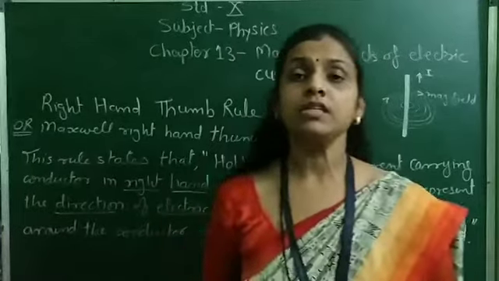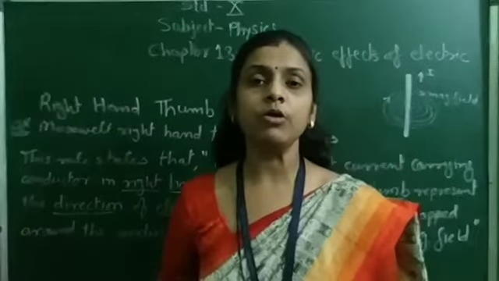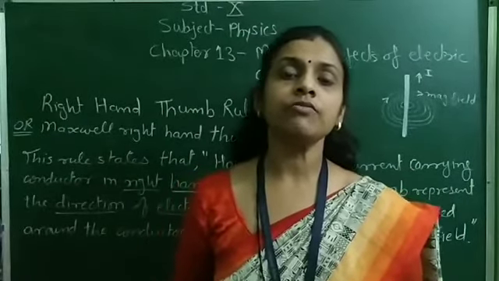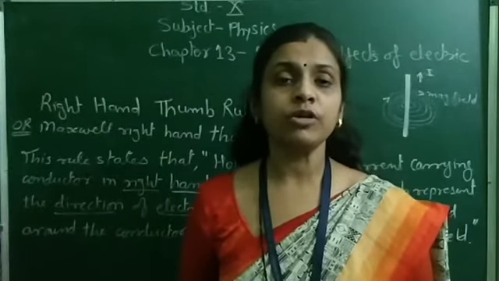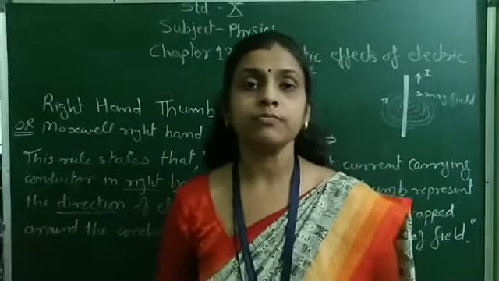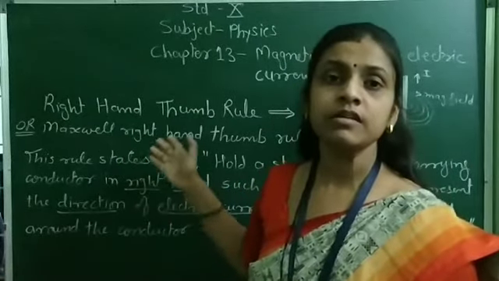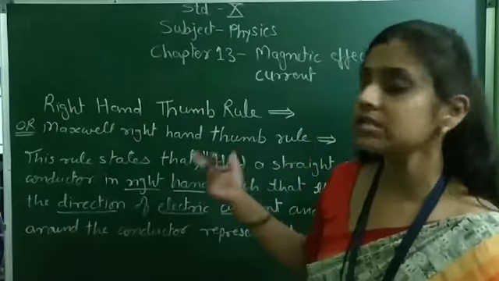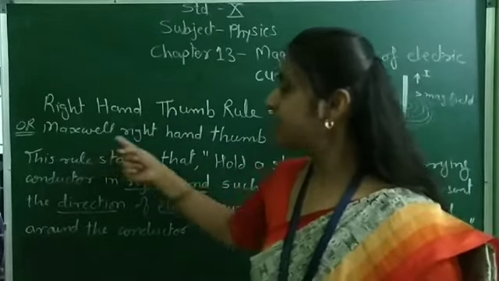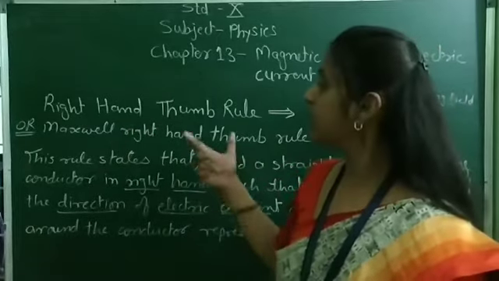Now we will see the right hand thumb rule. From the first activity that we have already seen, the magnetic field due to current flowing through a straight current carrying conductor, Maxwell stated the right hand thumb rule, and therefore that rule is also called Maxwell's right hand thumb rule or Maxwell's thumb rule. So what is that right hand thumb rule?